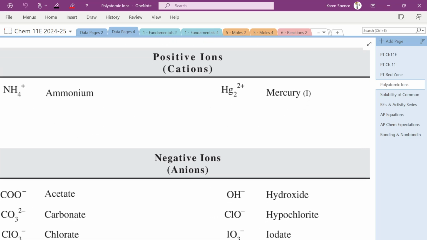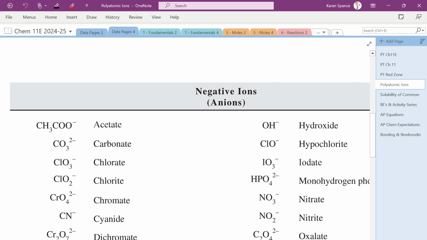Okay, so you can see here we have acetate, carbonate, chlorate, chlorite, chromate, cyanate, all of those things. And you will have this on any test that you write. Now, for the AP exam, will you have a table of common ions? No. Will they mostly use really common ions? Yes. Will they give you names of things that are uncommon? Yes, they'll probably give you the formula and the name if it's uncommon.